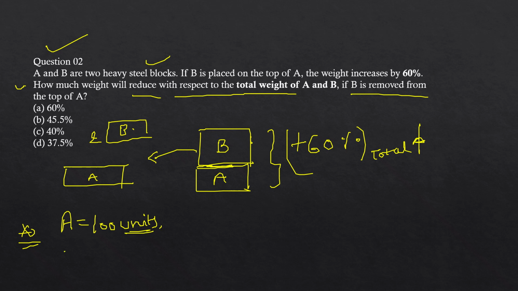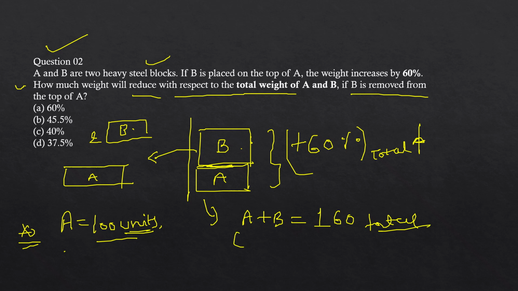What will be the weight of B? After placing B above A, the total weight will be increased by 60%. So initially 100, now increase by 60%, so it will become 160 total. We can easily find, because we assume A's weight is 100 units, so B's weight is 160 minus 100, 60 units. We don't know about any kg and gram, so we assume any unit.